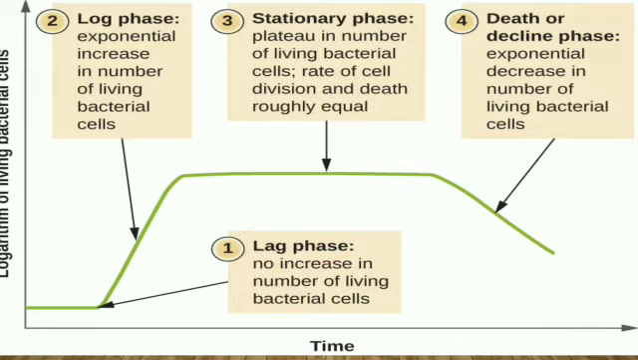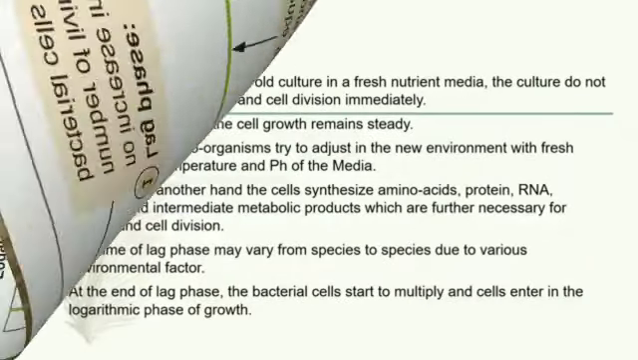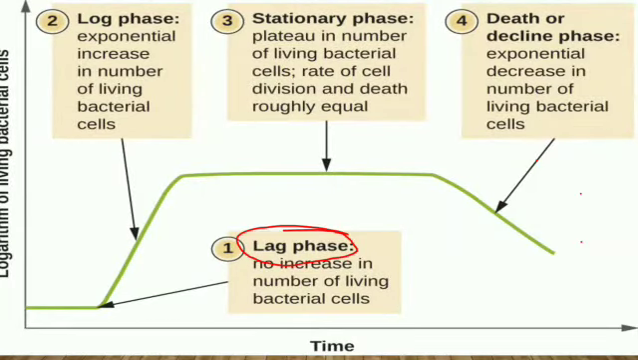Let us see the first one. The first one is going to be the lag phase. What is lag phase? No increase in the number of bacterial cells. You just take an inoculum from the old culture and inoculate it into the new fresh culture. After that you take a reading of how much the bacteria has grown, but that reading doesn't show anything. Why? Because there is no increase in the number of living bacteria. That is called the lag phase.